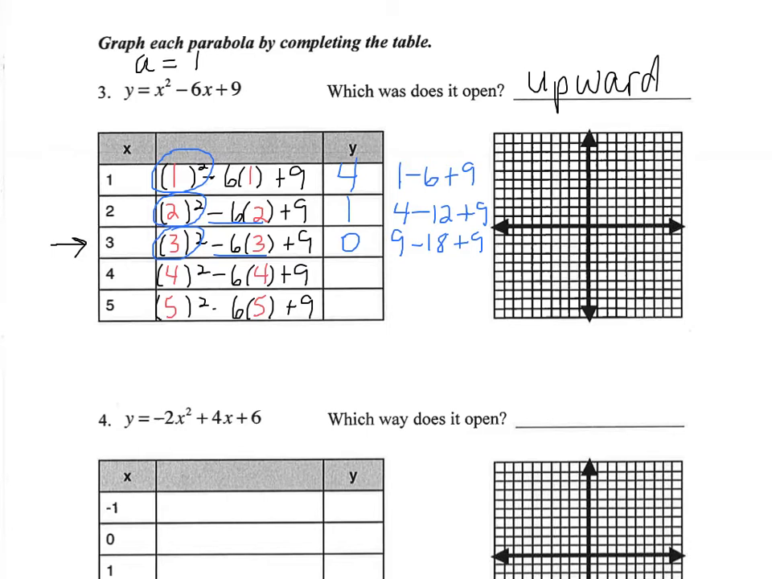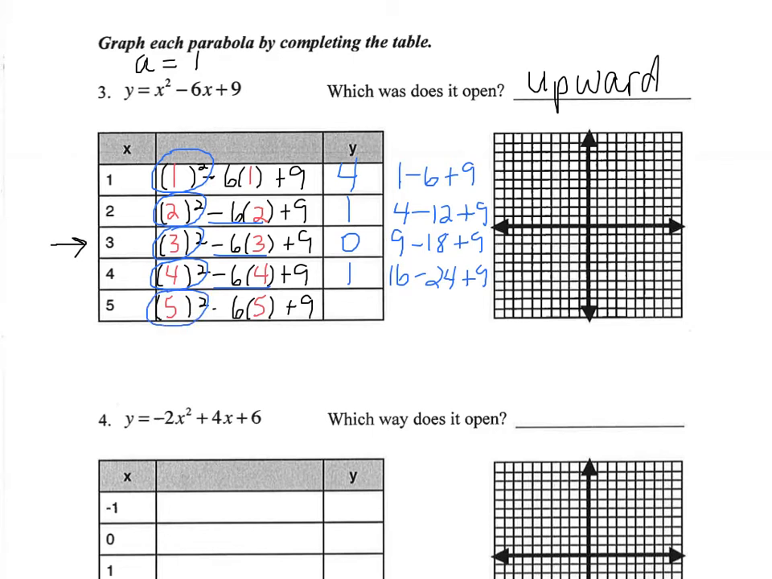Remember, the vertex is in the middle of the table. I should expect my next answer to be 1. Don't just automatically assume that. Let's actually calculate it, just to make sure we didn't make a mistake earlier. I have to do 4 squared first. Remember, 4 squared is 16, not 8. Negative 6 times 4 is negative 24, and then we have plus 9. 16 minus 24 is negative 8. Negative 8 plus 9 is 1. Good.